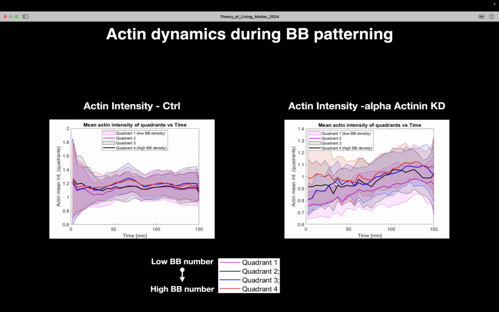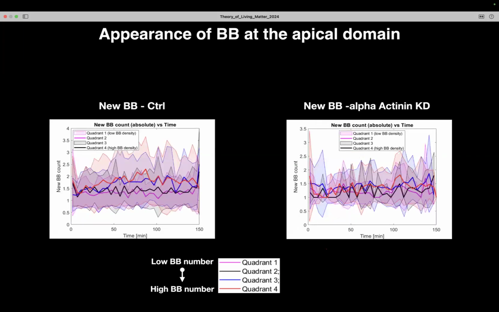This is quite interesting, because if we now quantify the number of new basal bodies inserting into the apical domain, the situation is a little bit different. Just to be very clear, this plot is counting what we call new basal bodies. We look at the apical domain and we look at the signal as the basal body appears at the apical site, and we count it as a new basal body.